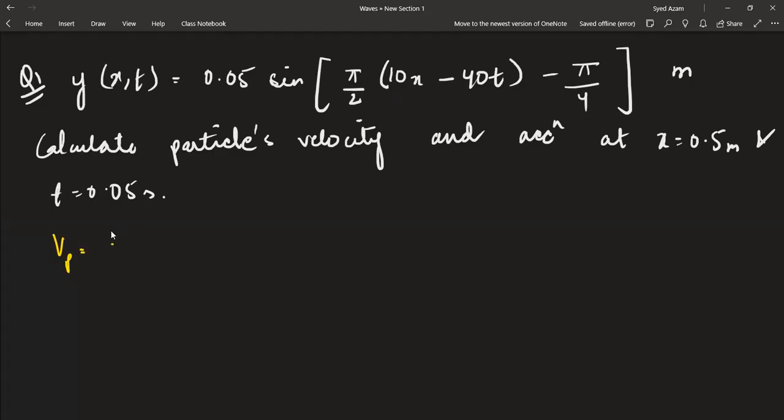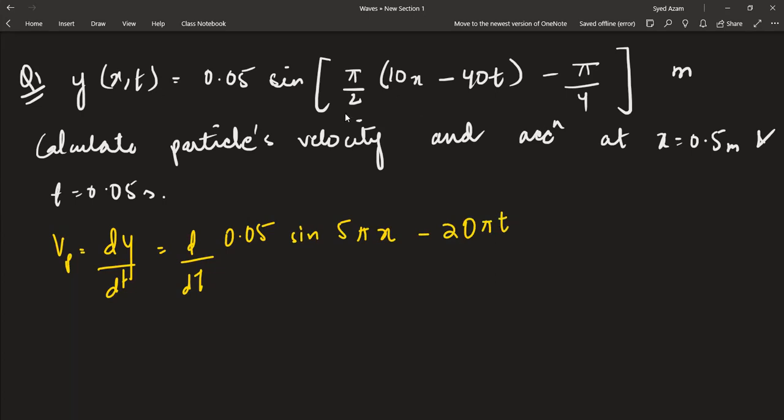So when you have the particle's velocity, this is dy over dt, which is d over dt of 0.05 sine (5 pi x minus 20 pi t minus pi by 4). I've multiplied this pi by 2 within this, so that's why I'm writing 20 pi t here. So when we write the particle's velocity, I think the answer will come around 2.2 meter per second. This you can check.